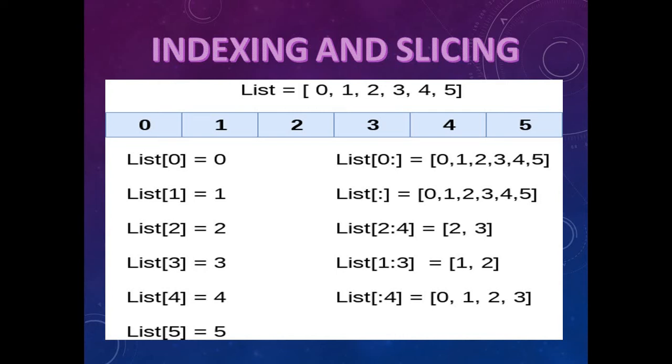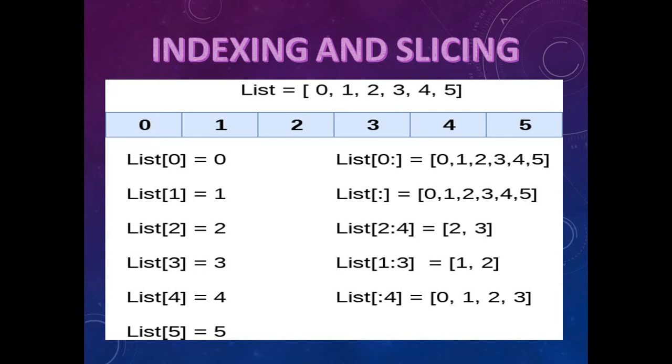Then the third is list[2:4]. It will start from index 2 till 4, which means up to 3 only it will be taken, like n minus 1, similar to how we used range. Here the values will be 2 and 3. Next, list[1:3]. It will start from 1, and 2 will be taken, and 3 will be excluded. 3 will not be considered.